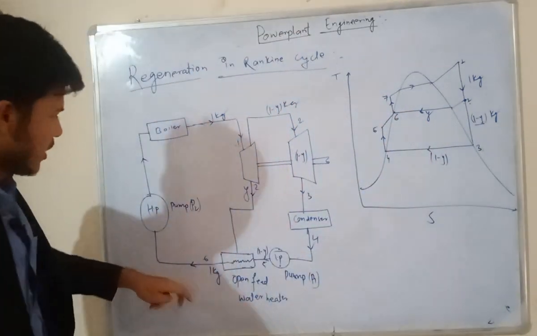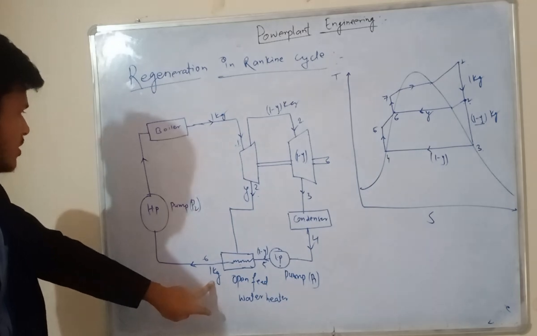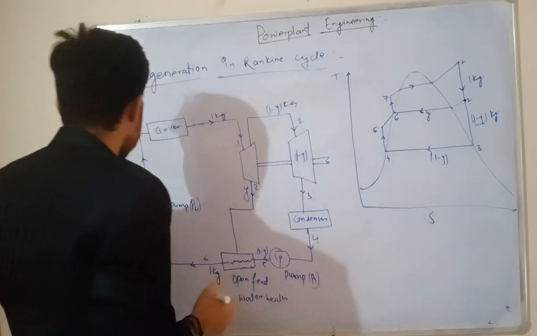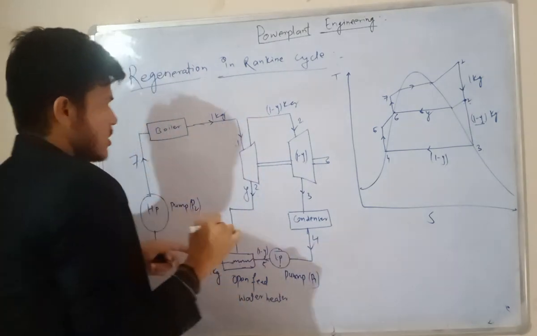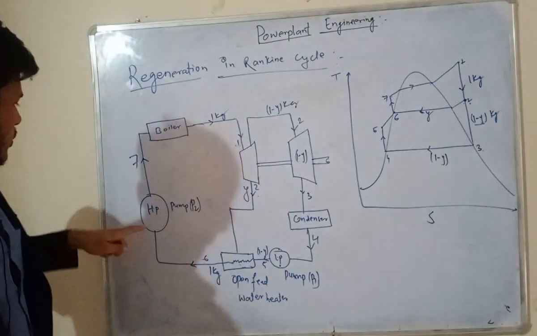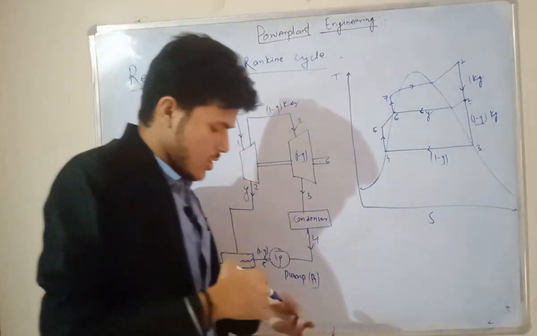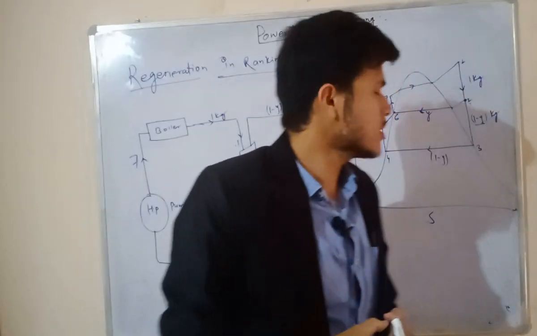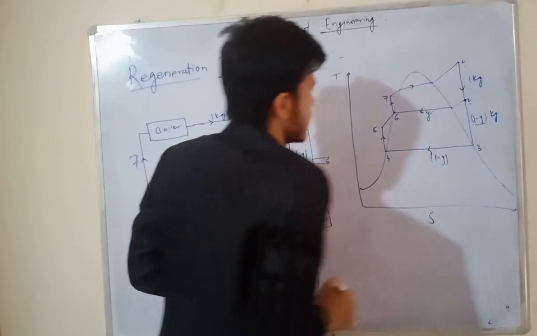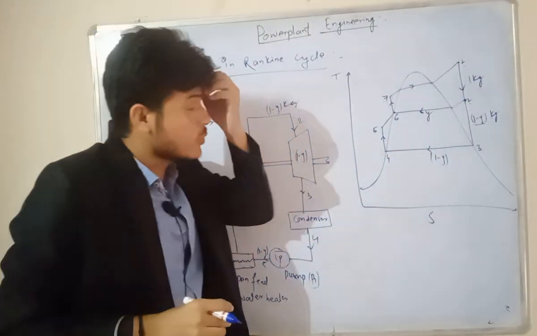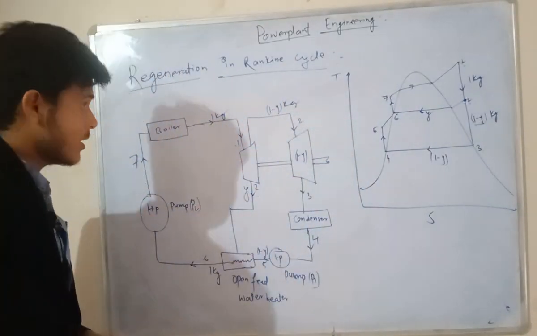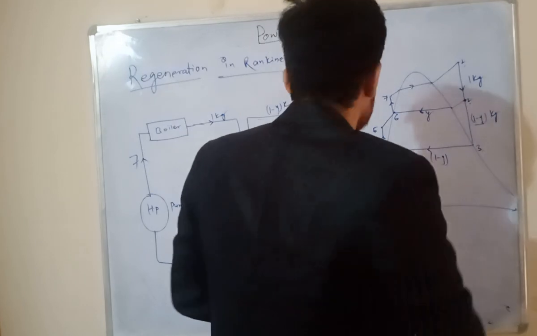Now again we are passing the 1 kg of fluid to the high pressure pump. This is 6 to 7, we are again passing the 1 kg of liquid to the pump. The pump helps to increase the pressure of the liquid and supply it to the boiler. Here 7 to 1 we are supplying the heat. So what are the effects we will get, let's observe from the diagram.